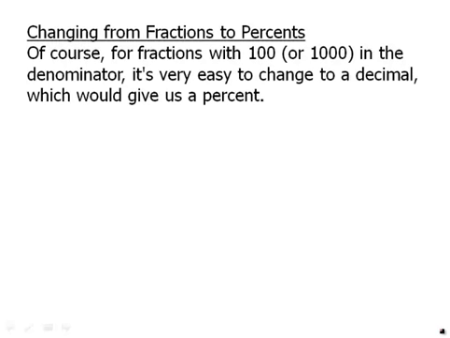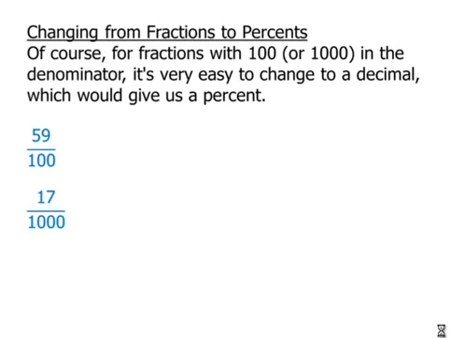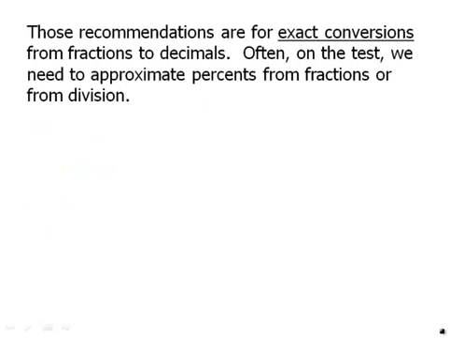Of course, for fractions with 100 or 1,000 in the denominator, it's very easy to change to a decimal, which would give us a percent. So for example, 59 over 100, well, that obviously just becomes 59%. 17 over 1,000, that becomes 0.017, and we can write that as 1.7%.